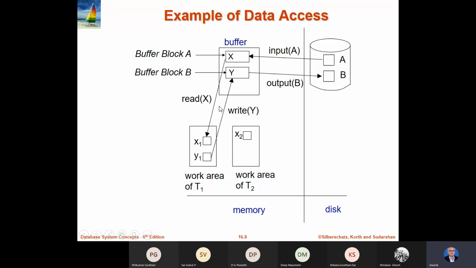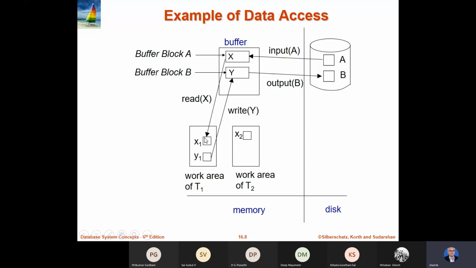Now the other part is that suppose T1 changed the value of X and it was supposed to change the value of Y, like this account A and account B transferring $50. In that case, it only changed X and did not change Y, and now the system crashes. Then also it should be ensured that for the atomicity property to be enforced, the transaction should be rolled back. So the value of X also should be written back to the original one.